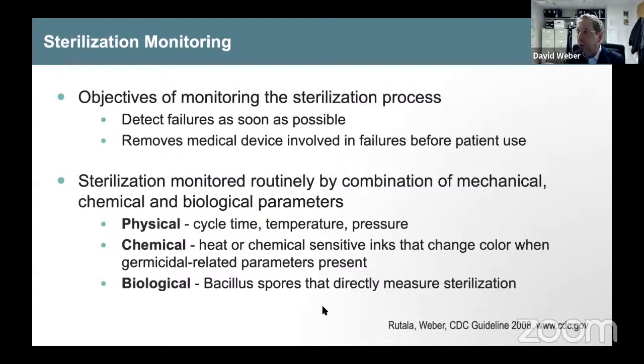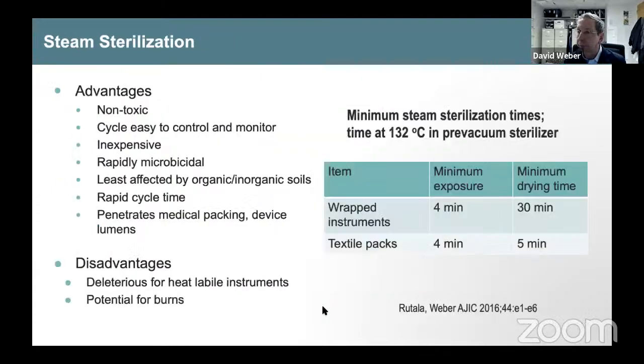And again, they're bacillus spores, but the specific spore used is dependent on the specific sterilization method. Steam sterilization, again, is non-toxic, the cycle is easy to control and monitor, inexpensive, rapidly microbiocidal, least affected by organic and inorganic soils, and penetrates medical packaging, although your packaging needs to be designed for that, and device lumens.